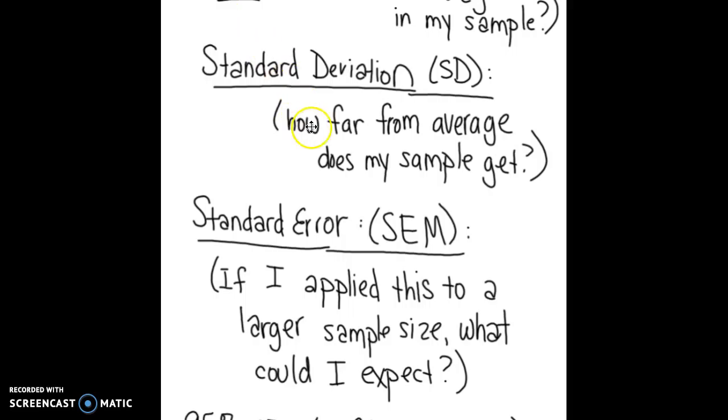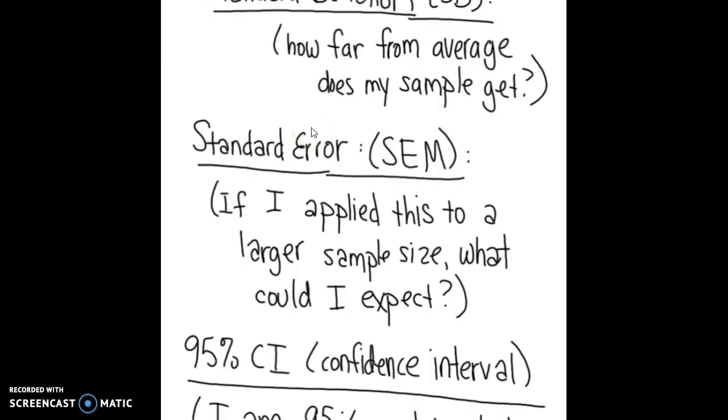Then the standard error, SEM, is useful because if I only tested 5 students, but I wanted to make a good estimate of what maybe 100 students would score on the same biology test, assuming they all had the same teacher, I'm asking myself, if I applied this average to a larger sample size, what could I expect? How close to that average do I think a larger sample size would get?